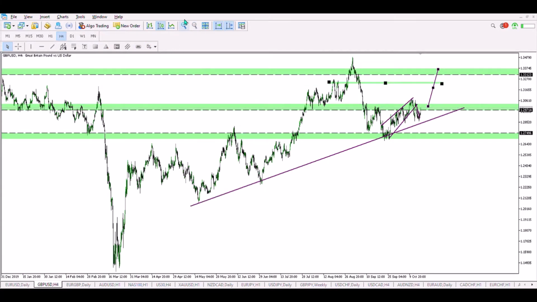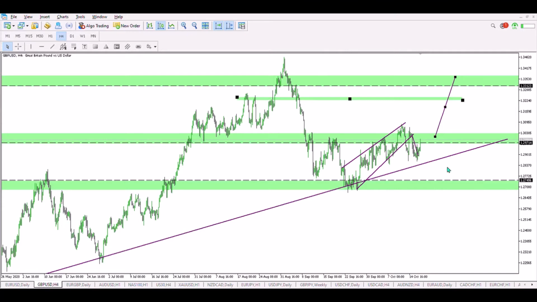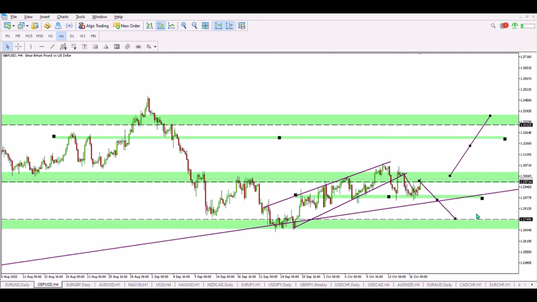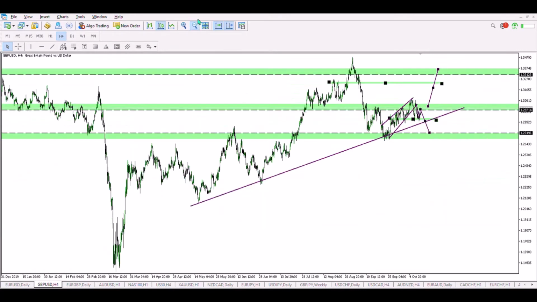This is the trend line which I have marked, and it's very possible to go to the upside, but I somehow think that the US dollar will get some strength this week and will push the price lower. So if we break this trend line and these lows over here, we can easily reach the previous support zone area around 1.27500. Okay guys, that's all for this pair for now.